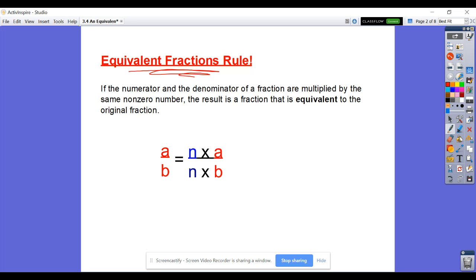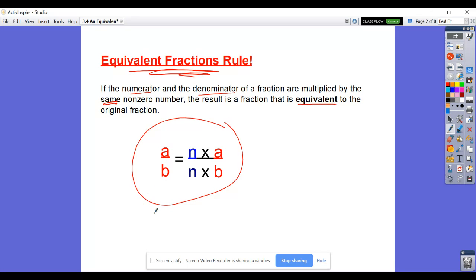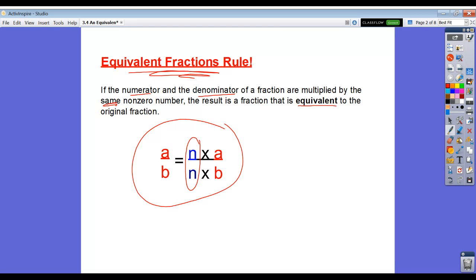And it states what we were just talking about. If the numerator and denominator of a fraction are multiplied by the same non-zero number, the result is a fraction that is equivalent to the original fraction. So you just have to multiply by the same number on the numerator and denominator. And here it is represented with some algebra, right? If we had any fraction, a over b, and we just multiplied by the same on the numerator and denominator, you would get an equivalent fraction.